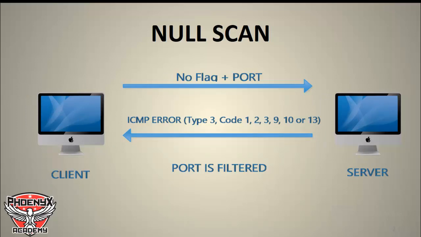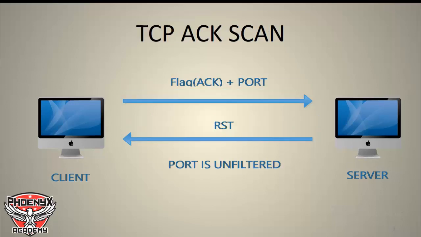However, if the response is an ICMP error type 3 code 1, 2, 3, 9, 10, or 13, then we can say the port is filtered. Then the next type of scan is the TCP acknowledgement scan, the ACK scan.